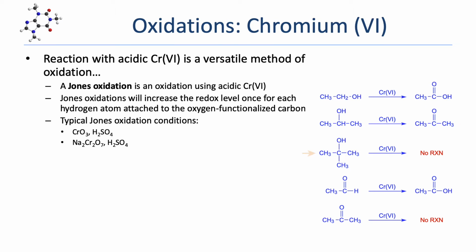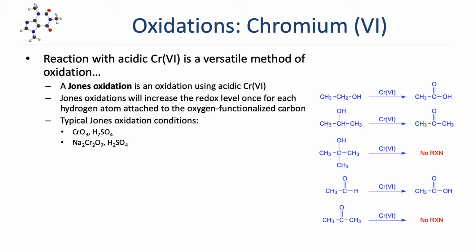In the third example, we have a tertiary alcohol. Again, that carbon, the functionalized carbon, is at the first redox level, but that functionalized carbon has no bonds to hydrogen, and that means it cannot be oxidized, and that's why nothing happens. Now, if you think your way through this, that does mean that there is one other functional group that can be oxidized with Jones conditions, and that is an aldehyde. Because an aldehyde is a functionalized carbon that has an oxygen on it and a bond to a hydrogen. So aldehydes can be oxidized up to carboxylic acids.